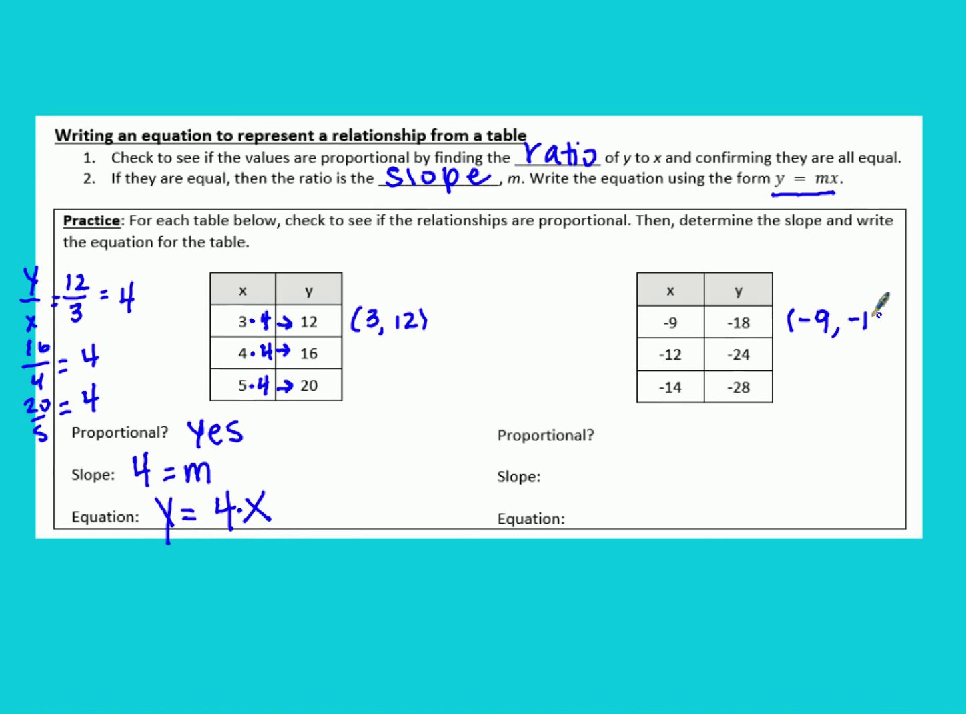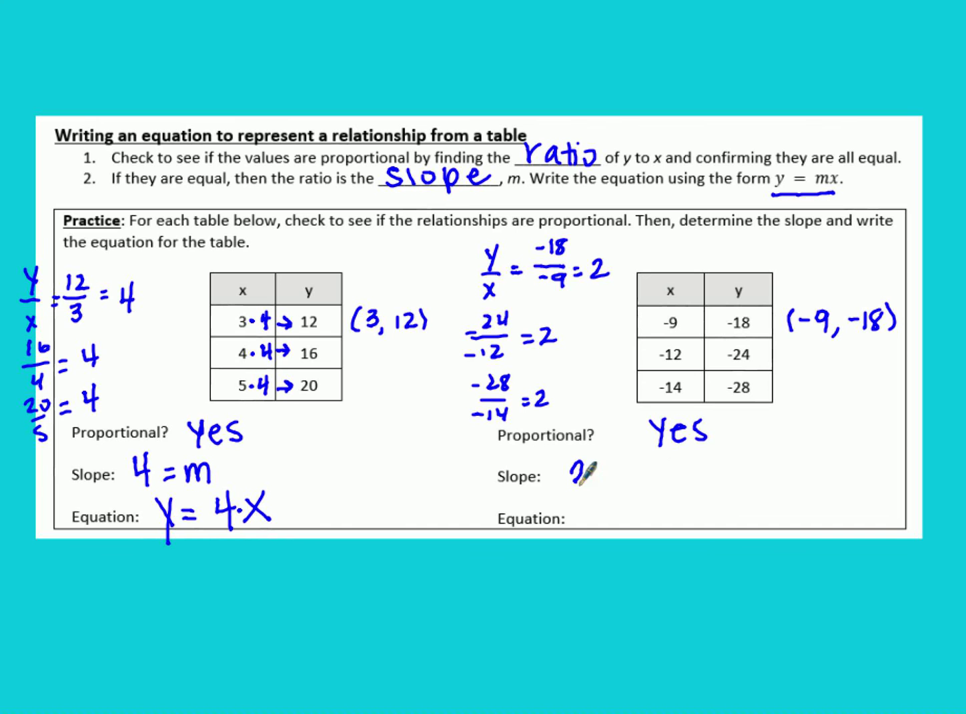So we have these sets of points here. You could write them all out in this x, y form if you want to. The first thing you want to do is figure out if it's proportional. So test all of your y and x values in their ratio. So y divided by x, negative 18 divided by negative 9 is our first set, and that's positive 2. In our next one, we have negative 24 divided by negative 12, that's 2. Negative 28 divided by negative 14, also 2. So yes, this is proportional.